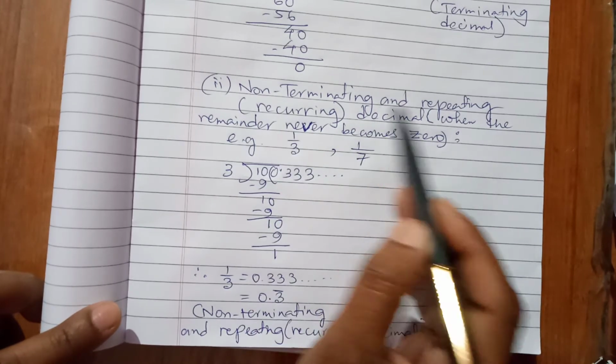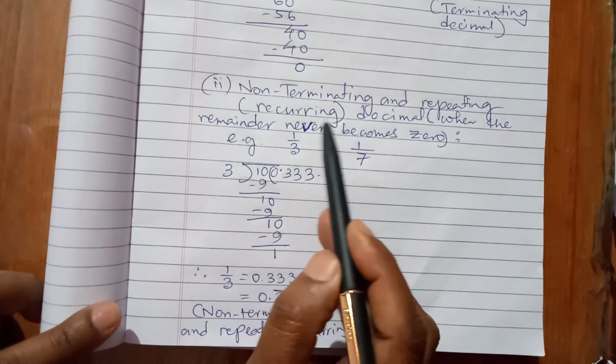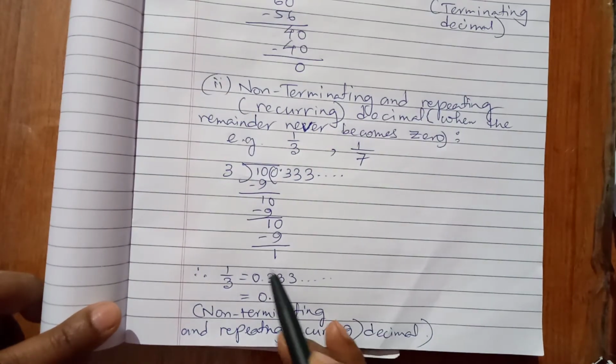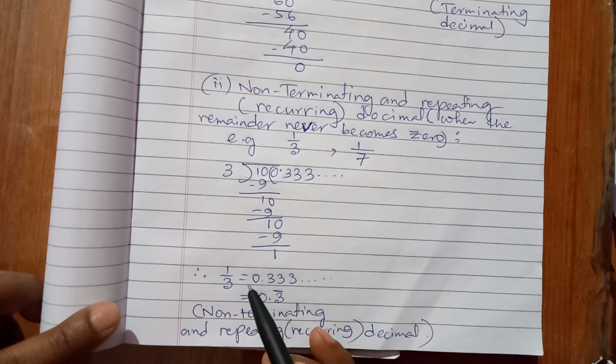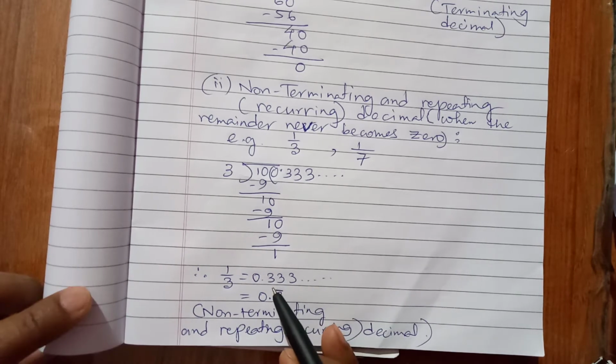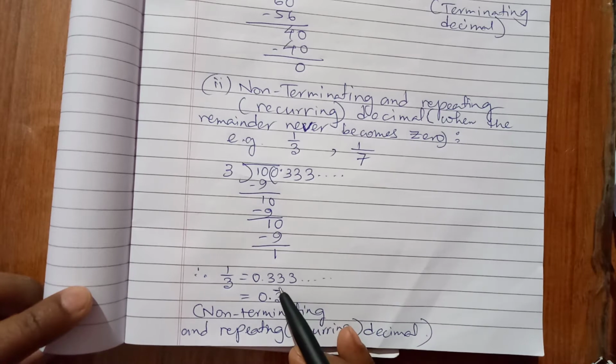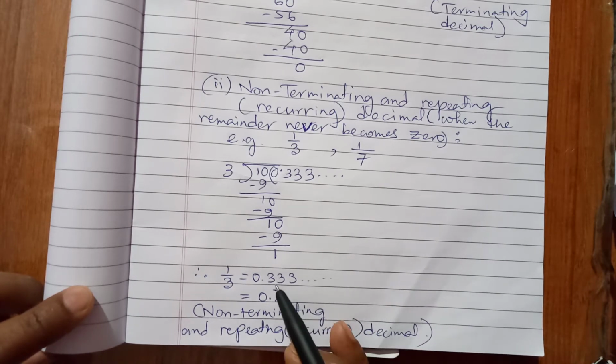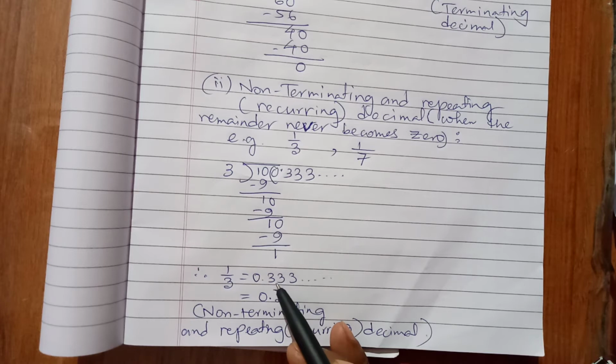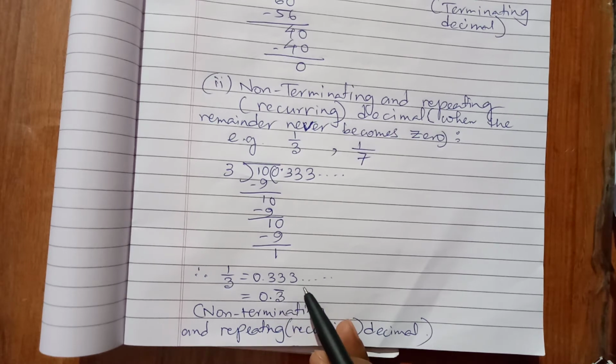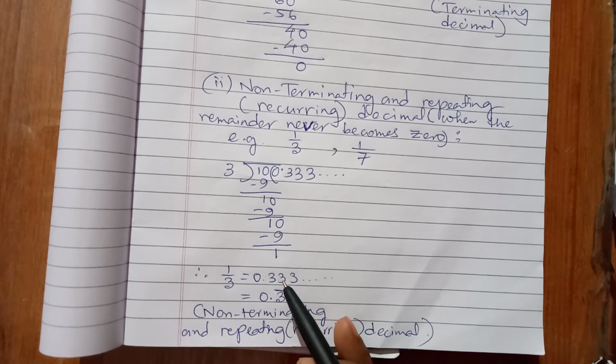That is called non-terminating. But what is the meaning of repeating or recurring? Repeating means in the decimal value of the quotient, one single digit may repeat, or sometimes a block of digits will repeat. So that's why the decimal is called a non-terminating and repeating decimal.